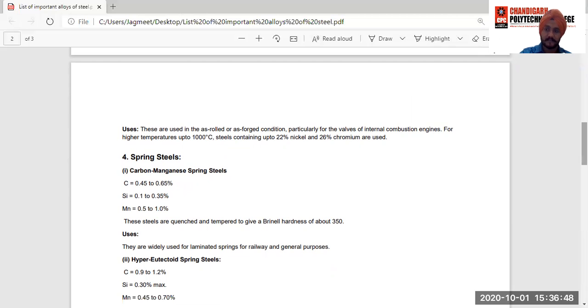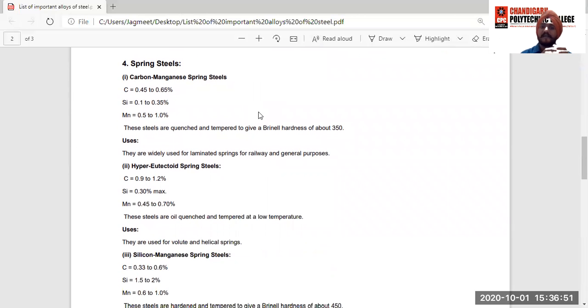Next is the spring steel. Carbon manganese spring steel: the main constituents are carbon and manganese, where the percentage of manganese is 0.5 to 1% and carbon is 0.45 to 0.65%. In addition we can add silicon 0.1 to 0.35%. These steels are quenched and tempered to give a Brinell hardness number of about 350. They are widely used for laminated springs in railways and for general purposes.